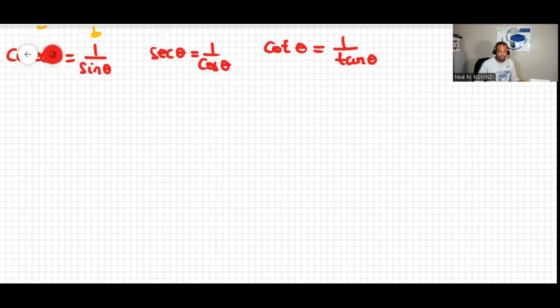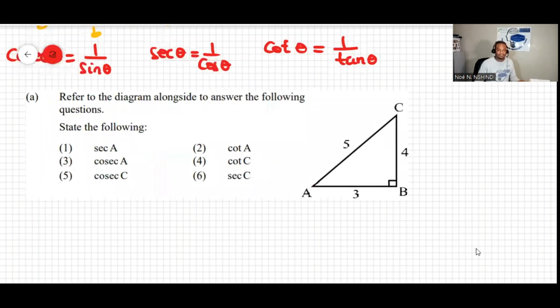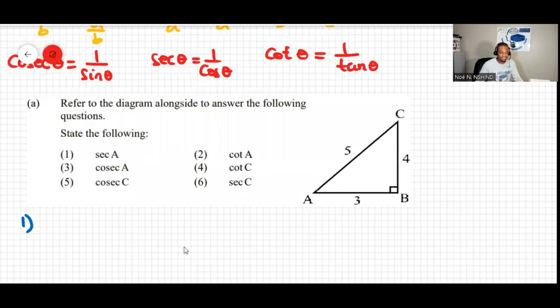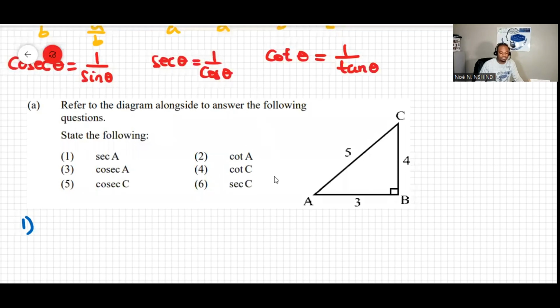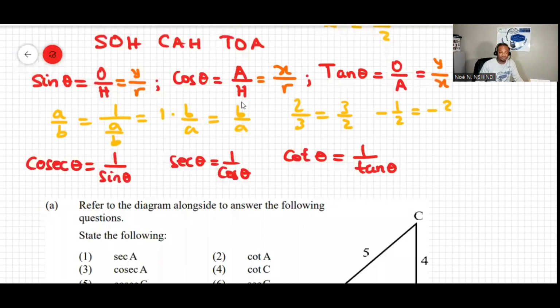Let's start with doing exercise number A. The question says, refer to the diagram alongside to answer the following question. State the following. For question 1, for instance, I will talk about sec A. I know that sec is the reciprocal of cos. So because cos is adjacent over hypotenuse, I will just reverse that order. I will say it's hypotenuse over adjacent, or it's r over x.